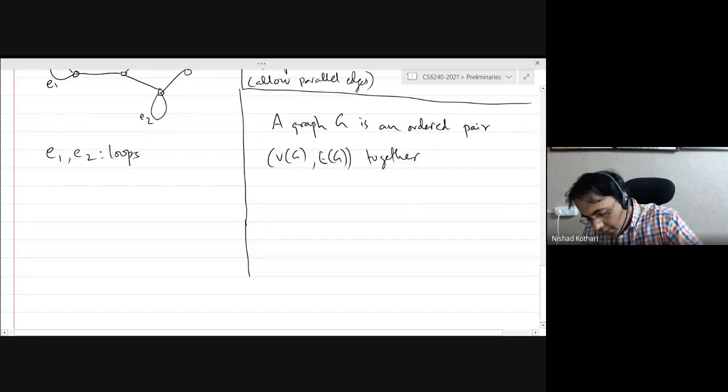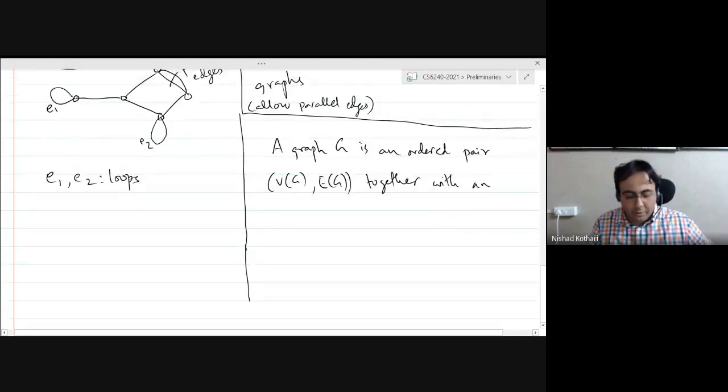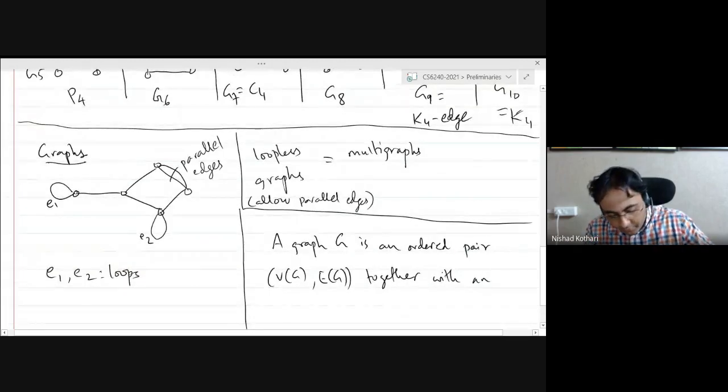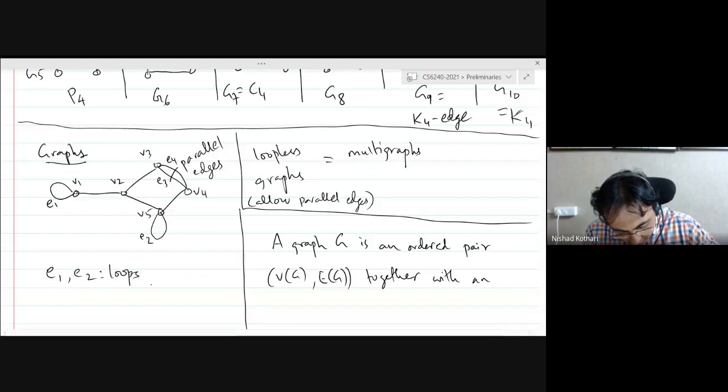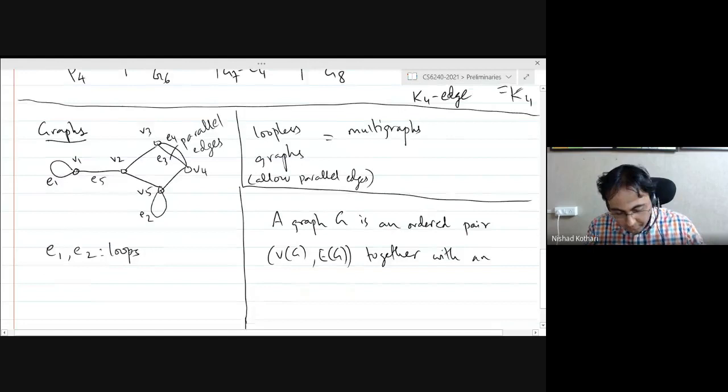Together with an incidence function, right? So now what I need to tell you is I need to distinguish between, for example, E3 and E4, right? So I'm going to give them labels E3 and E4, and for each edge I'm going to tell you which vertices it is adjacent with. Okay, so I've labeled all the vertices and I've labeled some of the edges here. Let's call this E5. I won't label all of them, doesn't matter.